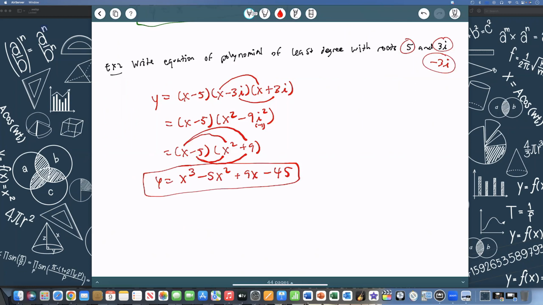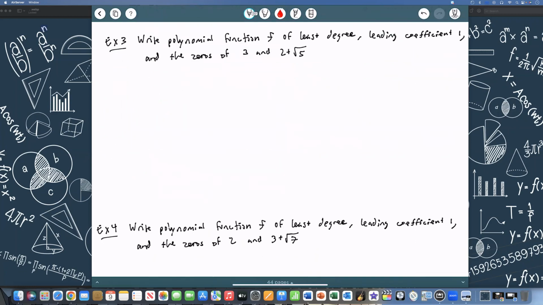All right, so let's go to the next level. So that was just a single term, just the imaginary term, like 3i. So let's look at ones where we actually have 2 terms, like 2 plus radical 5 or 3 minus 5. Okay, so we're writing a function f of least degree. So once again, least degree. Leading coefficient is 1, right? If it doesn't tell you a point or something to stretch it by or whatever, just make it 1 to make it easiest.